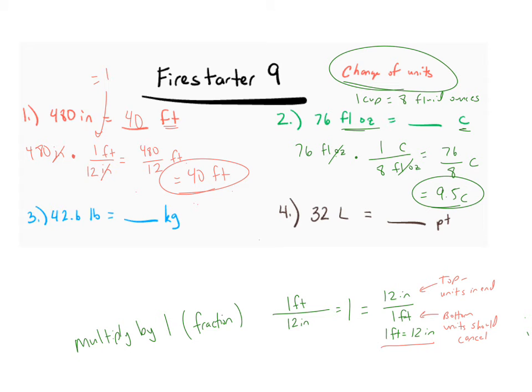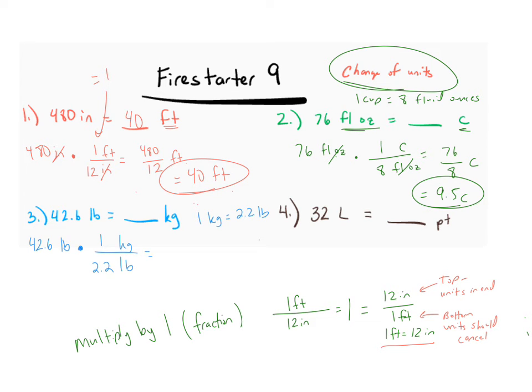Now, for 3, once again, we have pounds into kilograms. So I have to know that 1 kilogram equals 2.2 pounds. Alright, so 1 kilogram is 2.2 pounds. Now I'm going to start with 42.6 pounds. I'm going to multiply. That's going to be my fraction. It's going to be 1. I want pounds on the bottom, so kilograms goes on top. So I'm going to put 1 over 2.2.